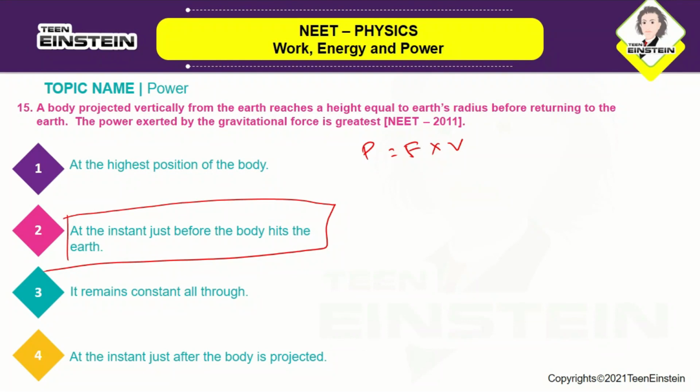At the instant just before the body hits the earth, the power exerted will be very large, because the maximum velocity will be exhibited by the body. That is, when the body is falling down, the velocity will be maximum just before it hits the ground, so the power will also be maximum. So the correct answer is option number 2.